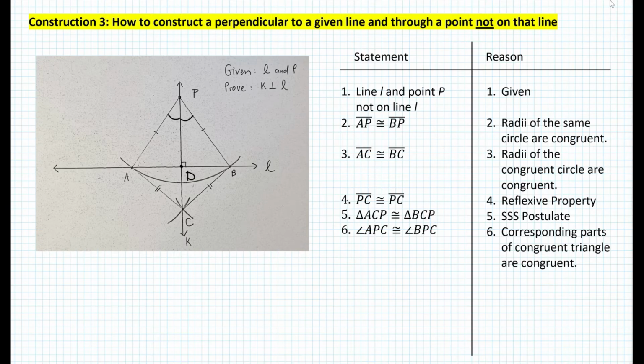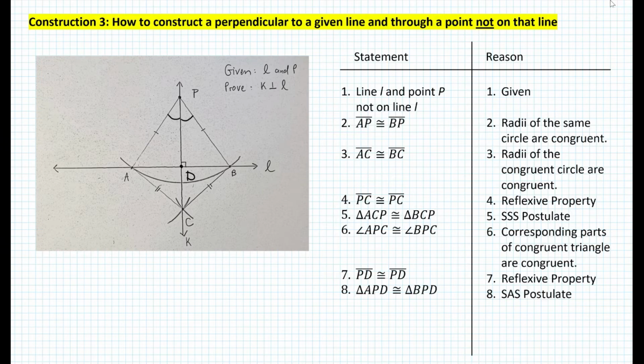And now, if we add a point D where segment PC and AB intersect, we can actually prove triangle APD congruent to triangle BPD. And we will know why in a bit. So let's do that first. First, we write that segment PD is congruent to itself, and then triangle APD is congruent to triangle BPD because of the SAS postulate. Now, what does that allow us to state?